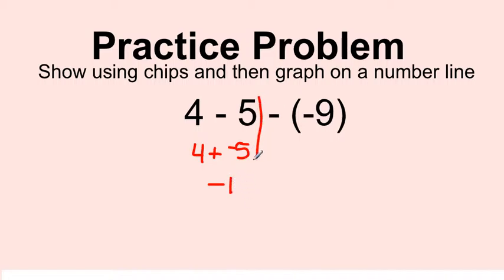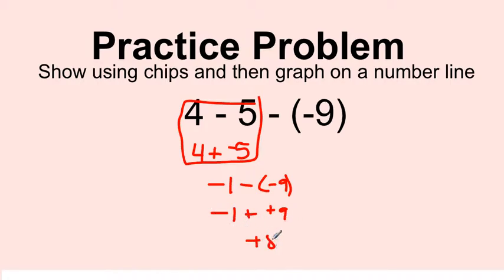Now that took care of this part of the problem, but I still have this minus negative 9 on this end. So this, again, I'm going to turn into an add the opposite problem. And I'm going to end up having more positives than negatives, so my answer would be positive 8.